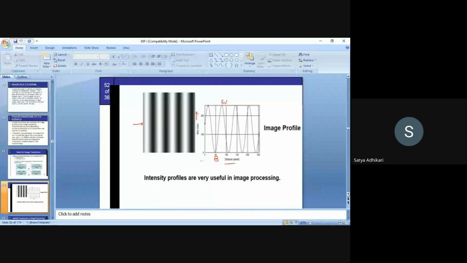So please write your name and registration number on the board. Do not repeat. Those who have not written, please write.